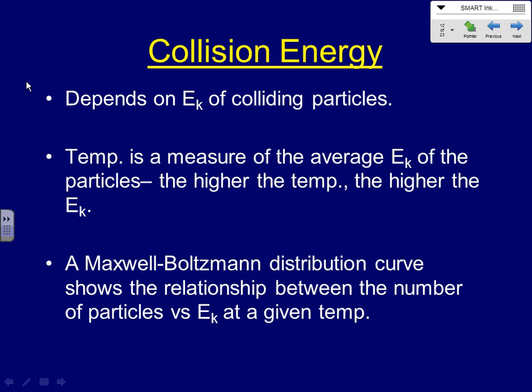We want to look a little more closely at how the temperature affects the energy in the particles. And what we use here is something called a Maxwell-Boltzmann distribution curve, which describes the relationship between kinetic energy and the number of particles in a system. And I have these graphs here so that you don't have to write them down and you can just put notes on them.